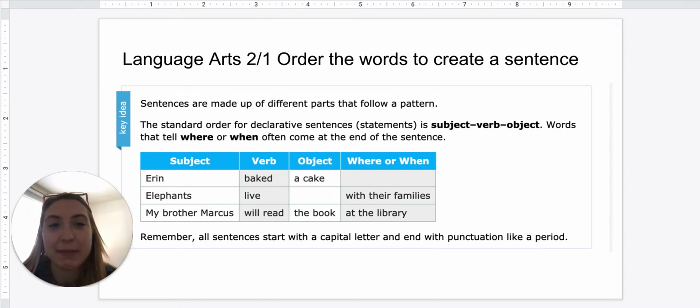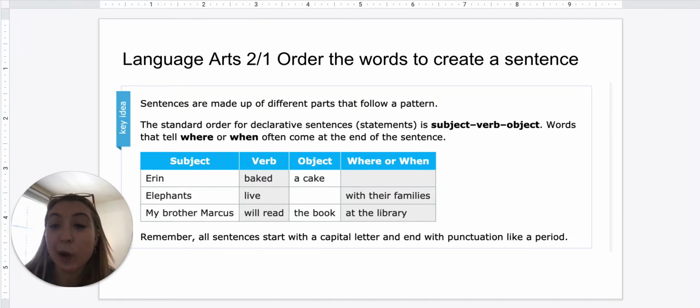We're going to be talking about, Happy Monday, ordering the words to create a sentence. So as we know, sentences are made up of different parts that follow a pattern. The standard order for declarative sentences, which are just our statements, our sentences that end in a period, is a subject, verb, and then object.